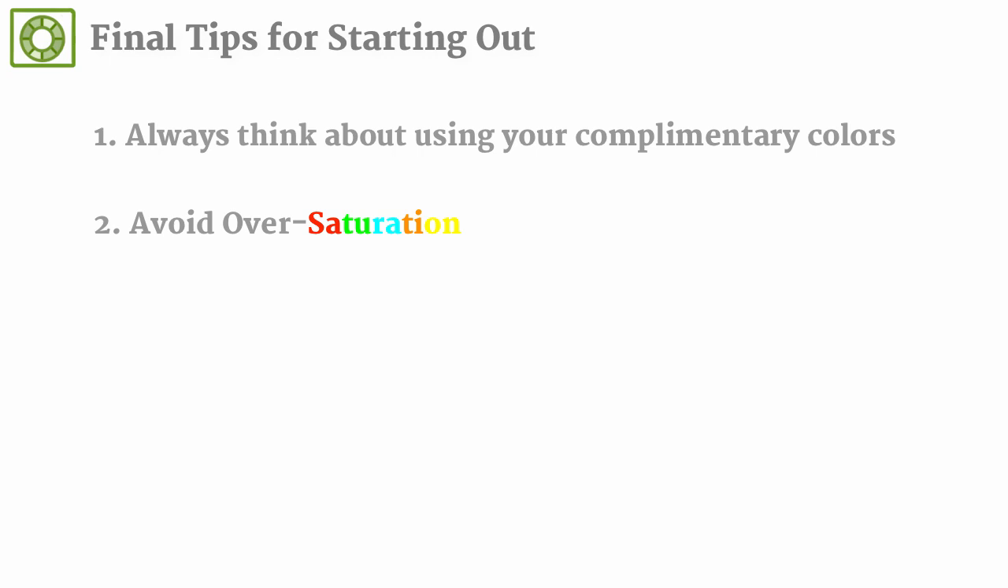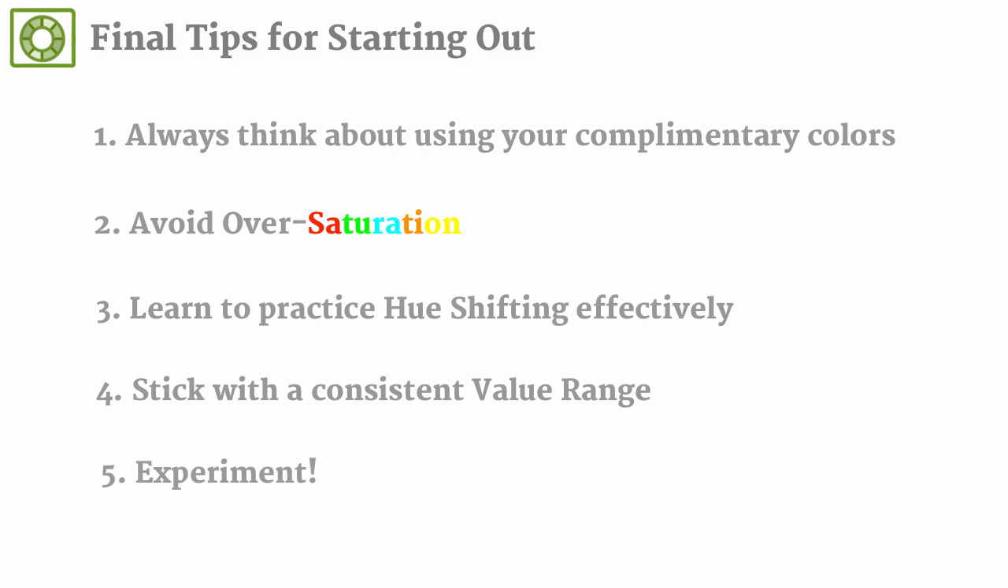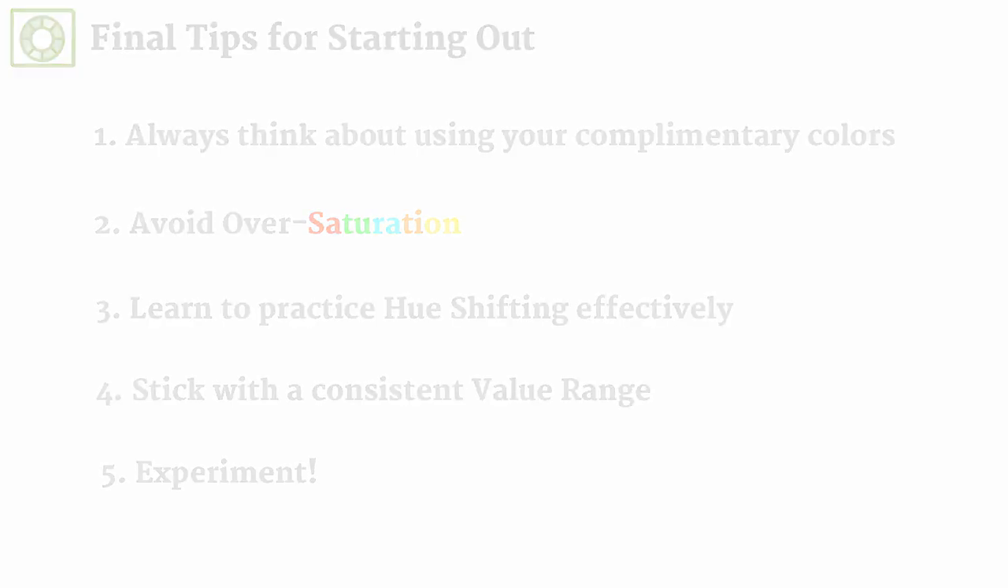Learn to bend your colors. Don't just have skin be on a value scale from light brown to a lighter brown. Really think about the different red and yellow and blue hues that can be included in skin as well. Try to stick with a consistent value range, and I recommend working with more desaturated colors and then maybe using saturated colors to make something stand out more. And lastly, experiment. You never know what colors might work well together until you try it yourself.